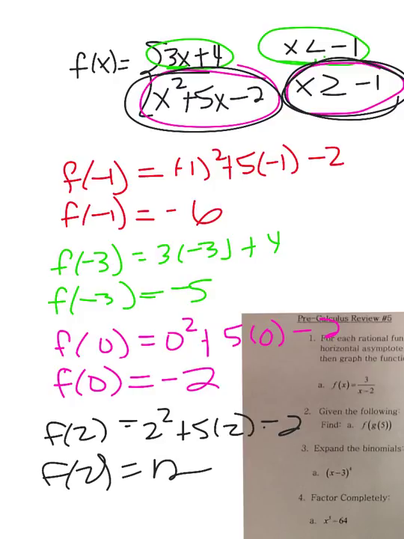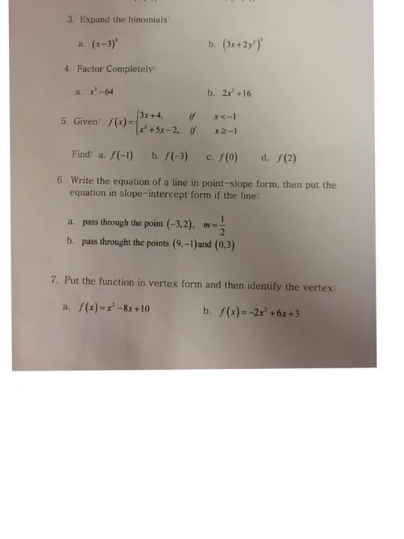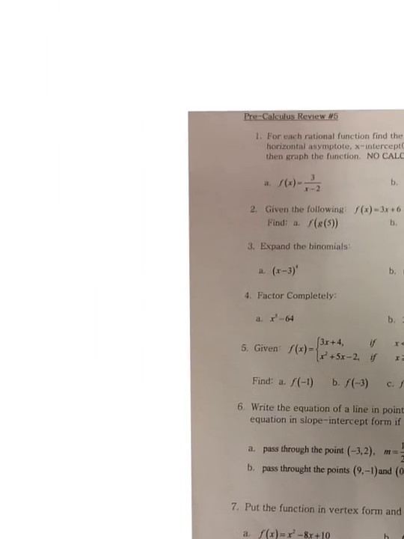Okay, so let's take a look at 6. Number 6 is to write the equation of a line in point-slope form, and then put the equation in slope-intercept form. And then we have these certain pieces of information that we have here. All right, so first of all, let me write down what the two equations are.